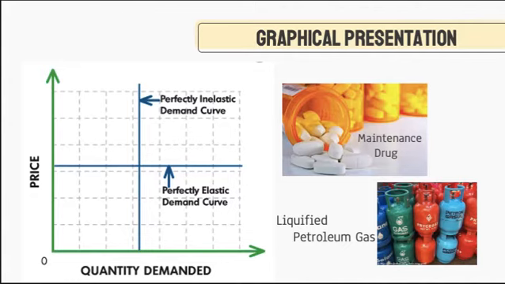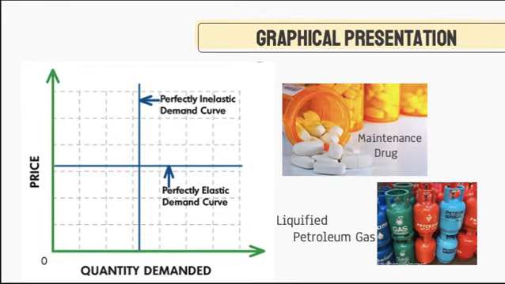Perfectly elastic demand curve shows a horizontal line because as stated a while ago, there is no change in price. That is why the demand for the product is infinite. While for perfectly inelastic demand curve, it shows a vertical line.